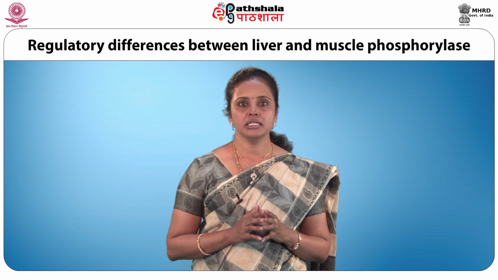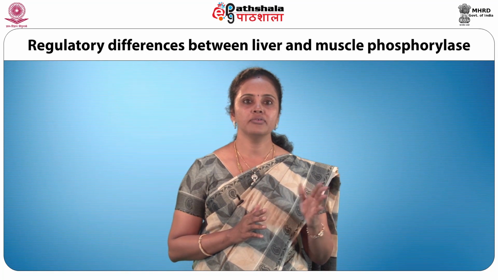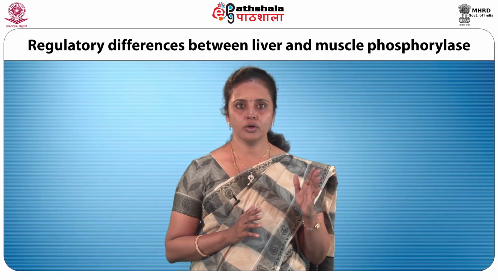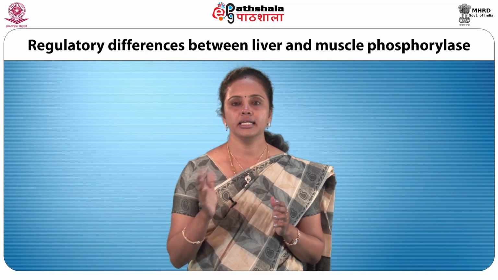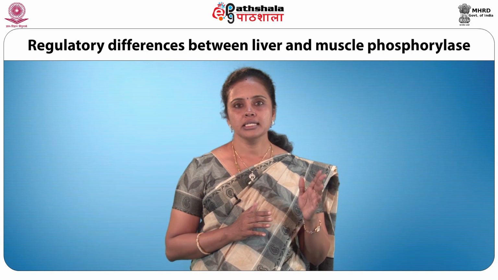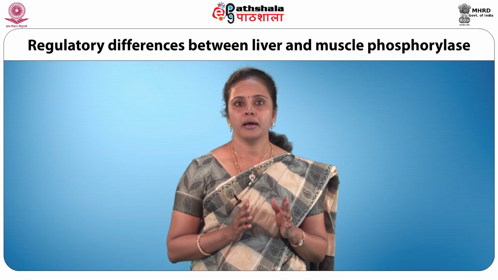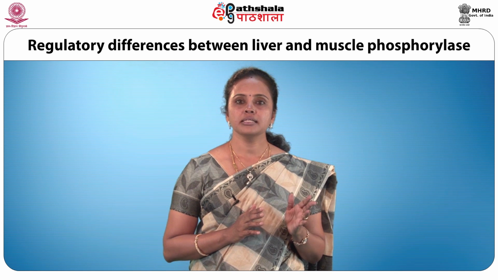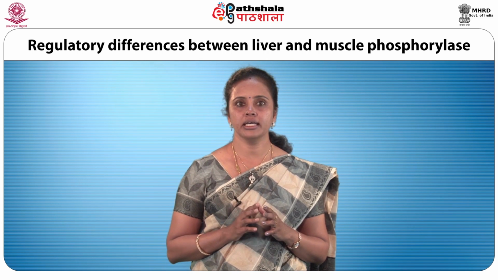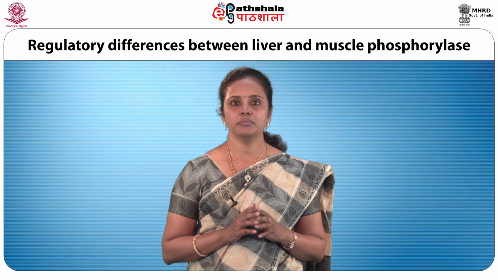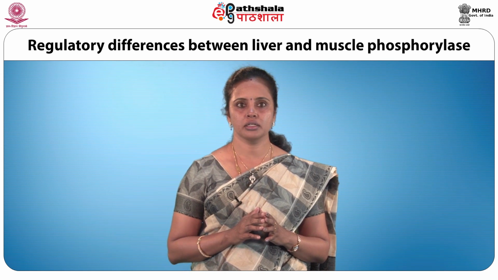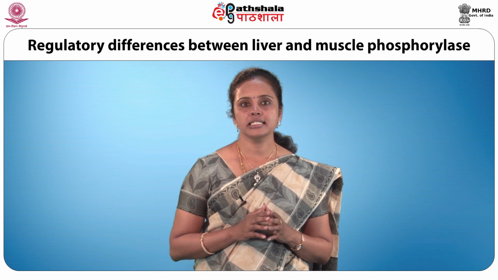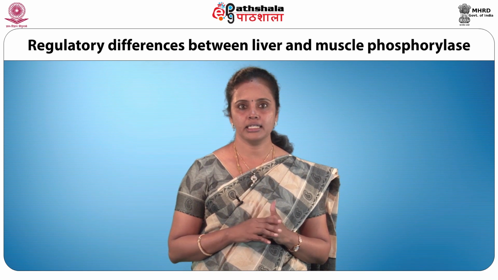The third mechanism is by regulatory differences between the liver and muscle phosphorylase. There are regulatory differences between glycogen phosphorylase in the muscle and in the liver. The liver enzyme is inhibited by glucose, but this does not inhibit the muscle enzyme. Calcium stimulates the muscle enzyme, but not the liver enzyme. Recall that calcium is also a trigger for muscular contraction. The simultaneous stimulation of glycogen breakdown therefore anticipates an increased demand for ATP.